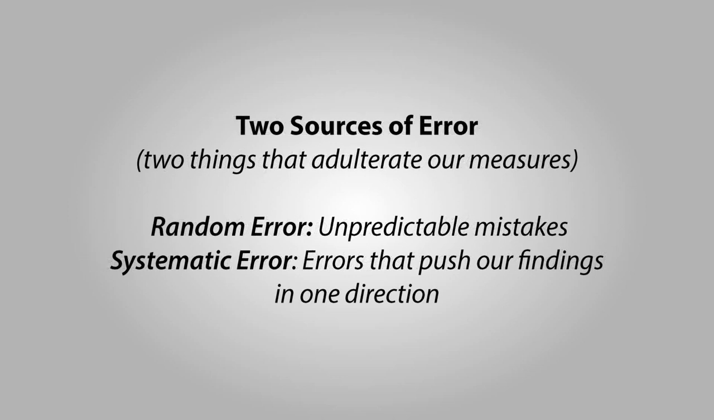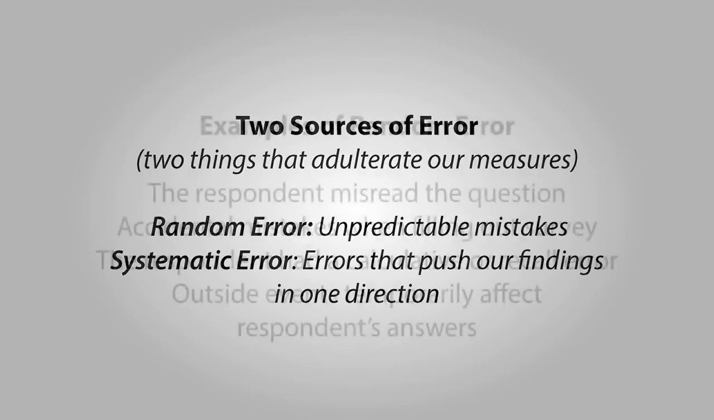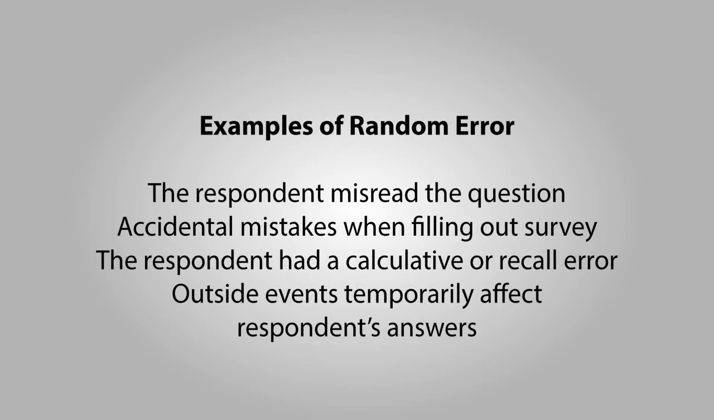Not all measurement error is the same either. There's two types, random and systematic. Random error is unpredictable errors that don't necessarily push a study's results in one direction or another. So when you're conducting a study, there's all sorts of unanticipated reasons that a respondent might not give an accurate answer of himself or herself.